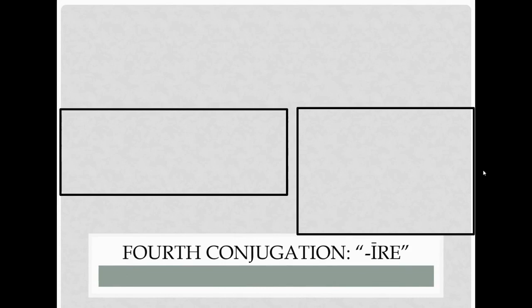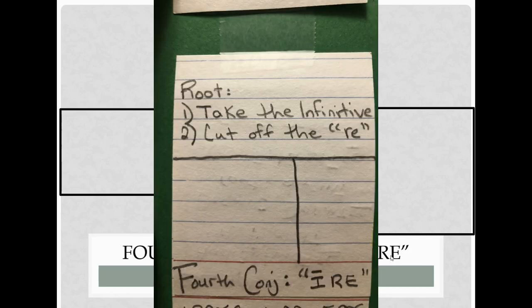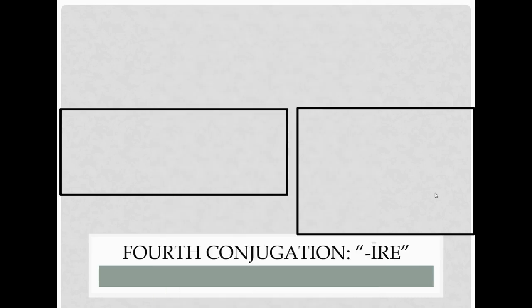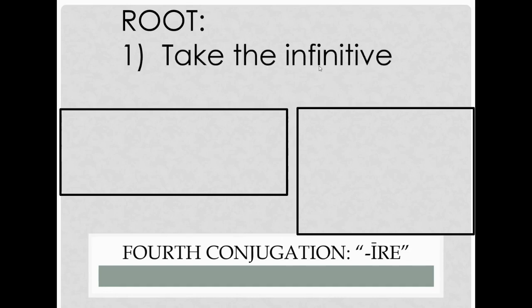Okay? Now, if you flip to the next note card, once you're ready, feel free to pause the video. The next note card, if you're following the pattern, is the fourth conjugation. The fourth conjugation is indicated by the I with a long mark, RE. So you're going to need to do the setting up the way you did with the previous one, okay? At the top third of the note card, put root.